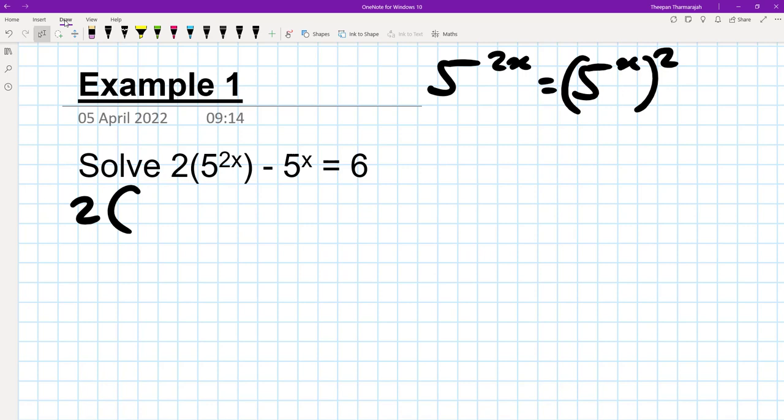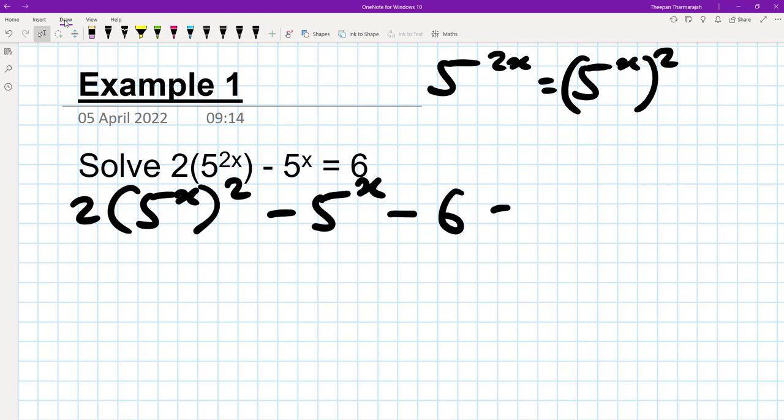So I'm going to rewrite this as 5 to the power of x all squared, which is equivalent, minus 5 to the power of x, and it equals 6. I'm going to make it minus 6, so it equals 0. Now this looks very familiar. It looks like a quadratic equation.